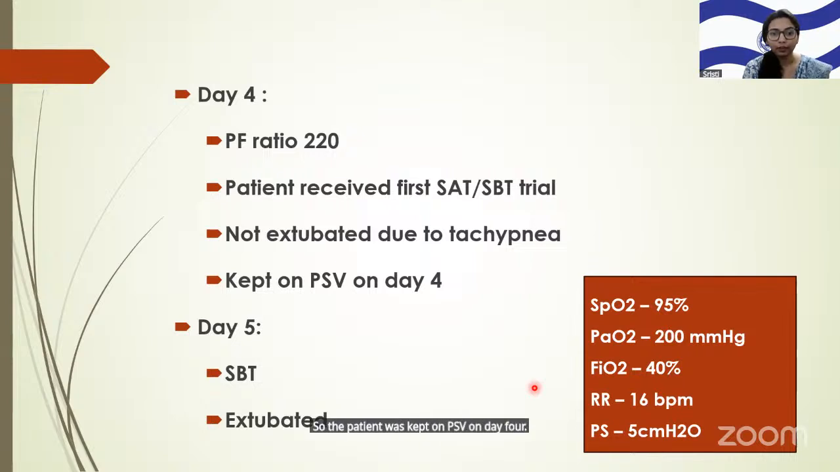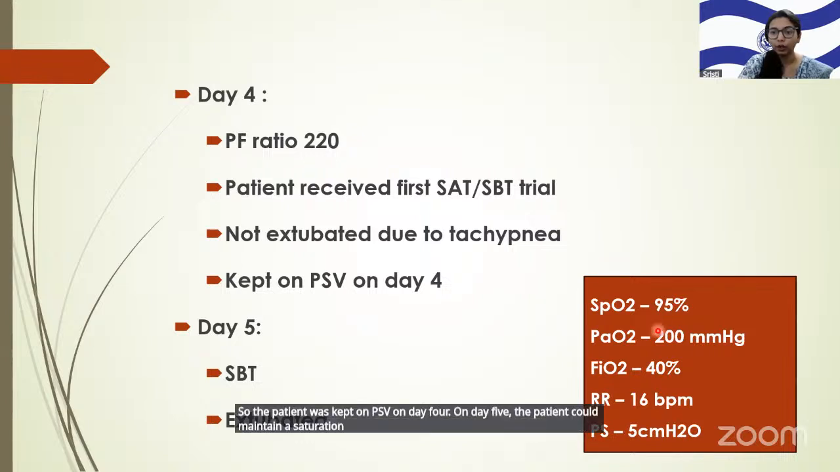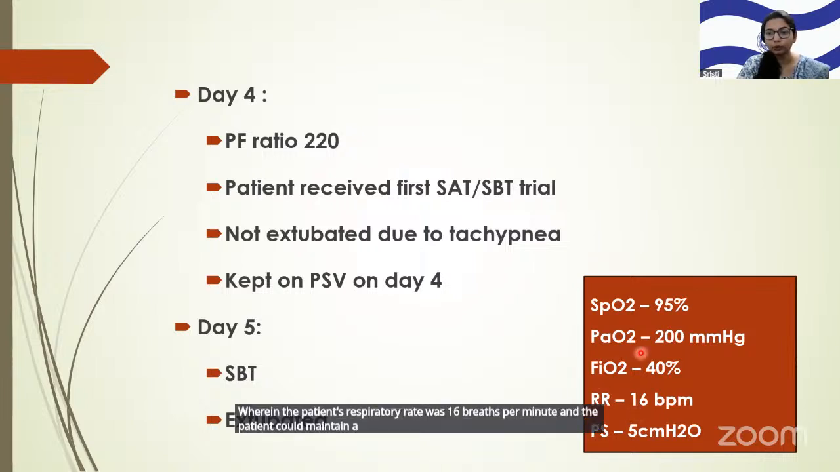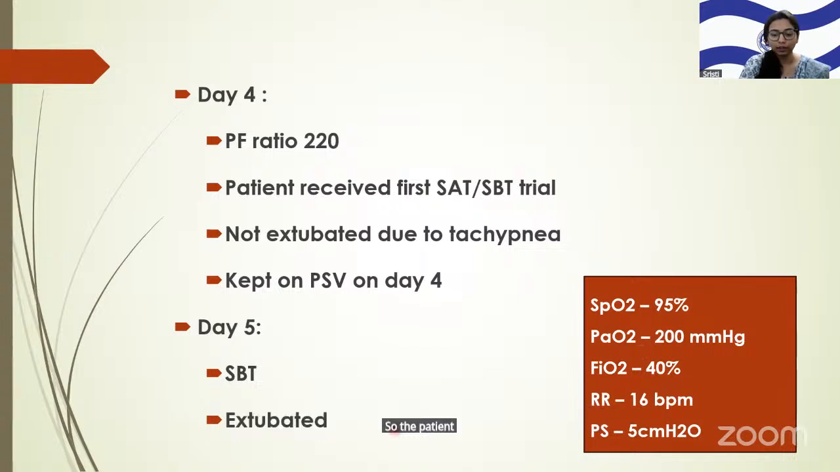On day 5, the patient could maintain a saturation of 95% on an FiO2 of 40% with a minimal pressure support of 5 centimeter of water, wherein the patient's respiratory rate was 16 breaths per minute and the patient could maintain a partial pressure of oxygen of 200 millimeters of mercury. So the patient was extubated on day 5.